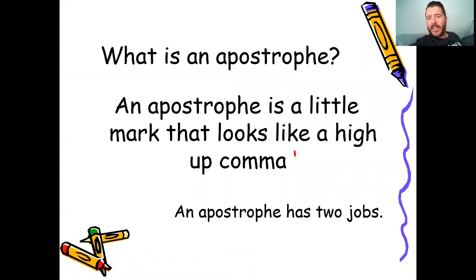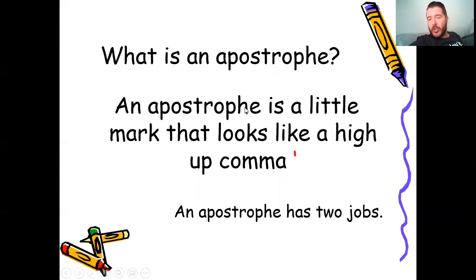An apostrophe is a little mark that looks like a high up comma. So it's similar to a comma, but whereas a comma sits on and just underneath the line, an apostrophe is in the air, kind of level with the top of your high letters. So your t, your l, your h, it's level with the top of those. And it looks like this little red mark here. I always draw it as like a little 9 because I put a little dot on the top of it.